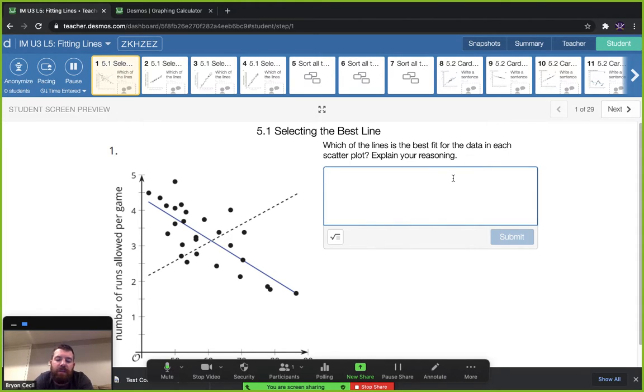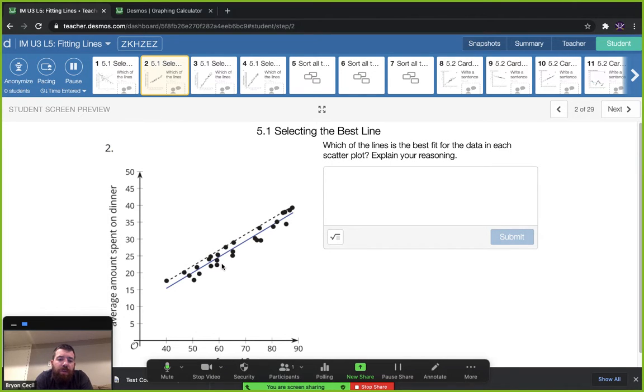And for this, guys, we would choose the solid. Explaining my reason, as we can see here, the solid line goes through primarily most of the data, whereas this dashed line, moving left to right, the dots decrease, but that dotted line increases, and so it wouldn't be the best fit line.